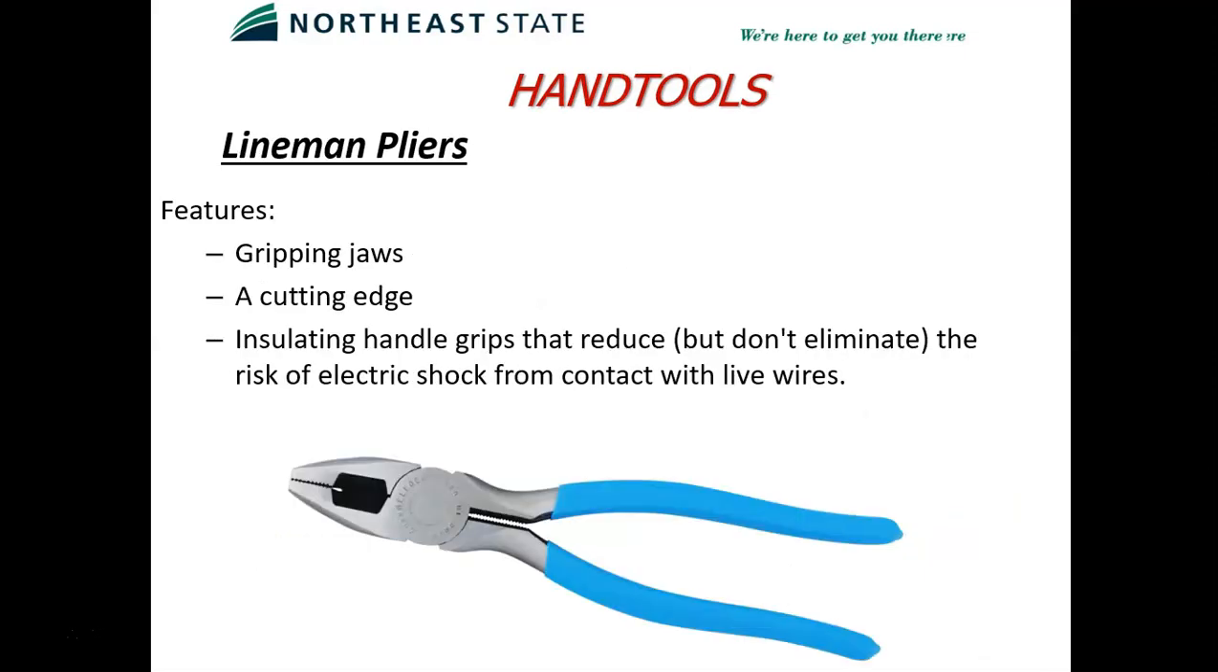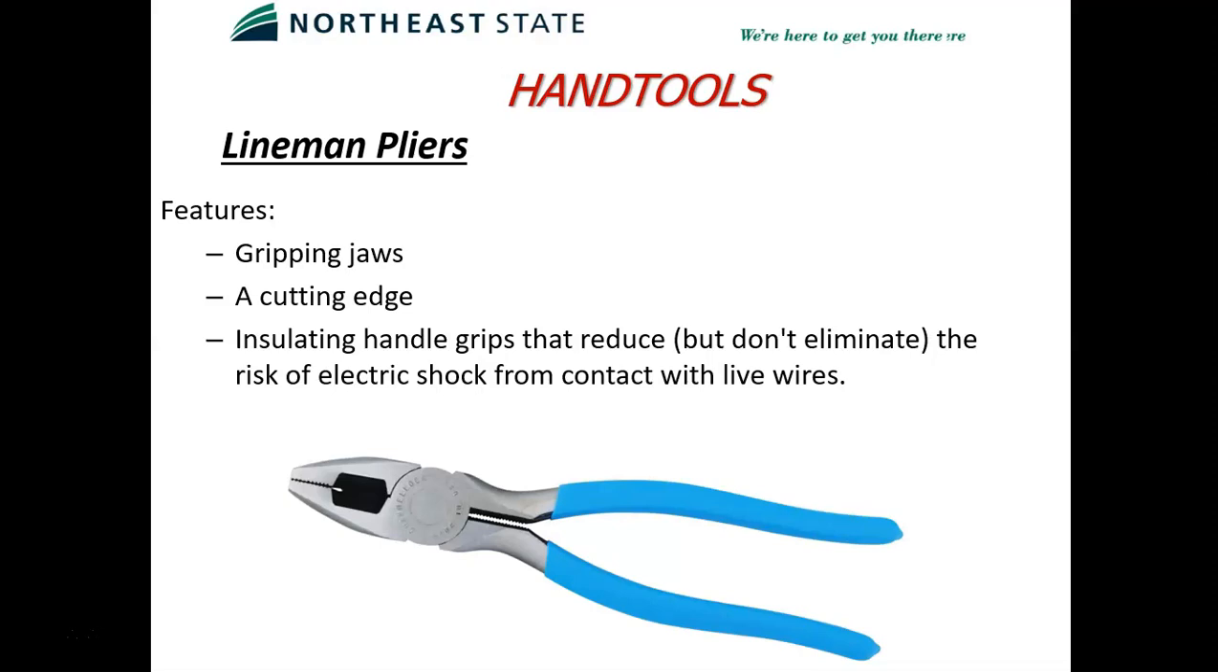So here's lineman's pliers. These are really thick, heavy-duty pliers. If you turn them sideways and look, they're about 3/4 of an inch wide. They have a good solid cutting edge there in the middle part. Good gripping jaws, insulated handles. But this particular one is not rated for electrical hazards. The ones that are have really thick orange type handles.